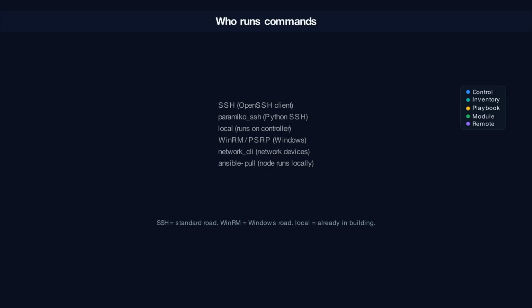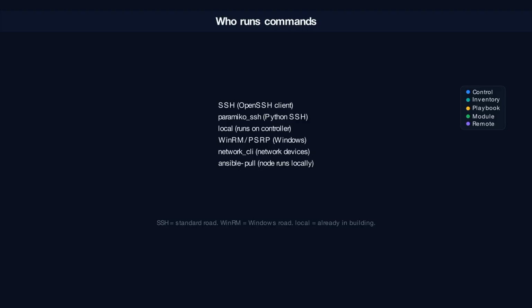Now the key question: who actually runs the work on the remote system? Main paths. 1. SSH connection plugin using OpenSSH client. 2. Paramiko_SSH using Python SSH. 3. Local connection runs on the controller itself. 4. WinRM and PSRP for Windows. 5. Network-oriented connection plugins for network devices. 6. Container-style or localized execution depending on target and plugin. 7. Ansible-pull, where the node runs Ansible locally after pulling content.